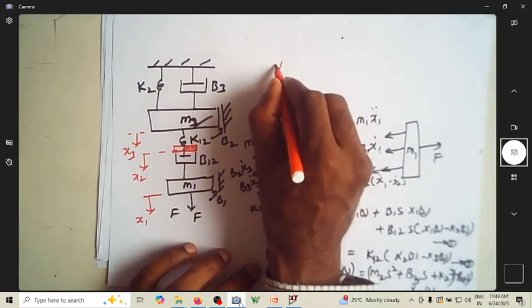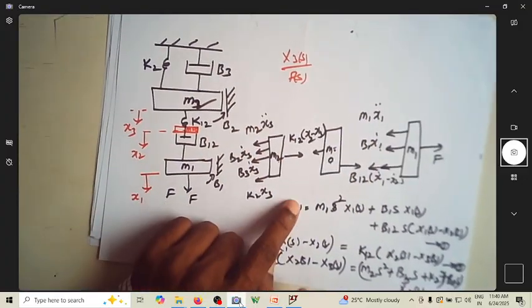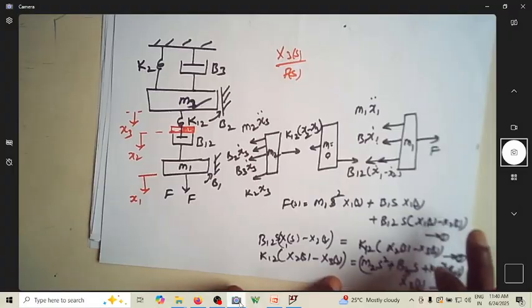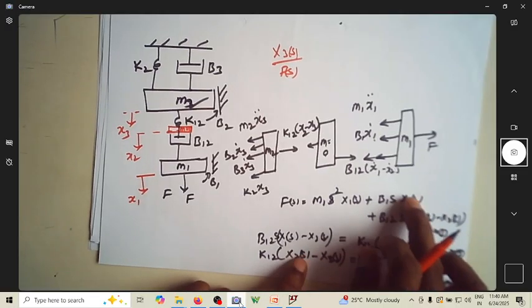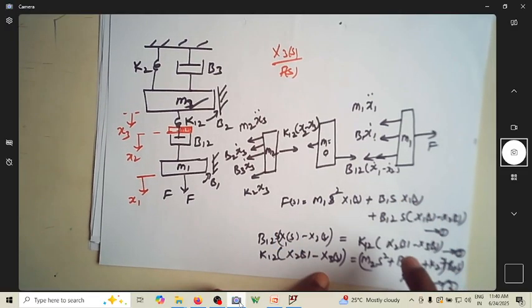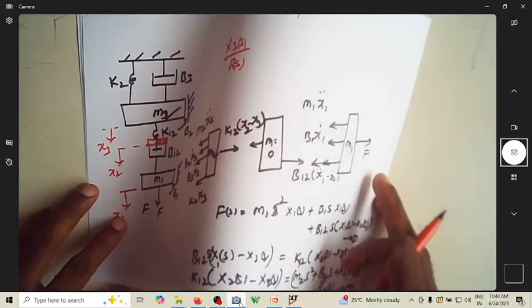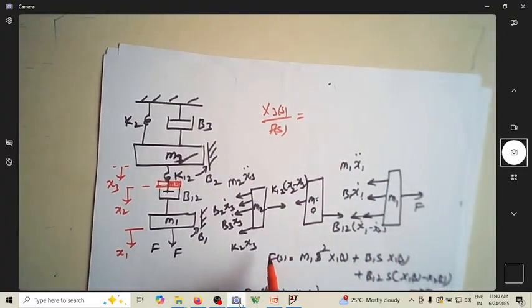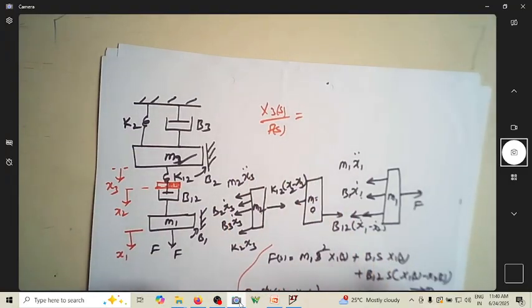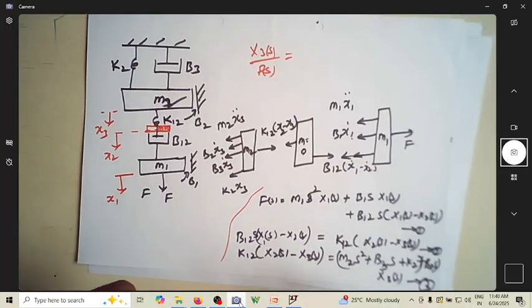Suppose you are asked to find x3 of s by f of s. Then you have this equation. In this equation, try to eliminate x1 by substituting this, and then eliminate x2 by substituting this value. So it's actually a double elimination you may have to do, which will be a bit lengthy process, which you can certainly do. But usually, as in the previous problem, if it is only two displacements, it is easy. If it is three displacements, the equations become very complex.